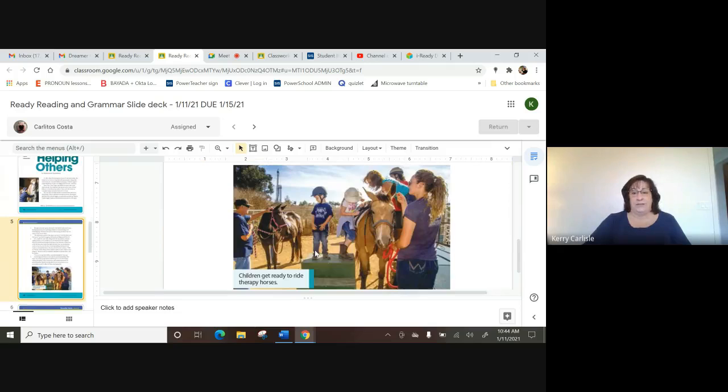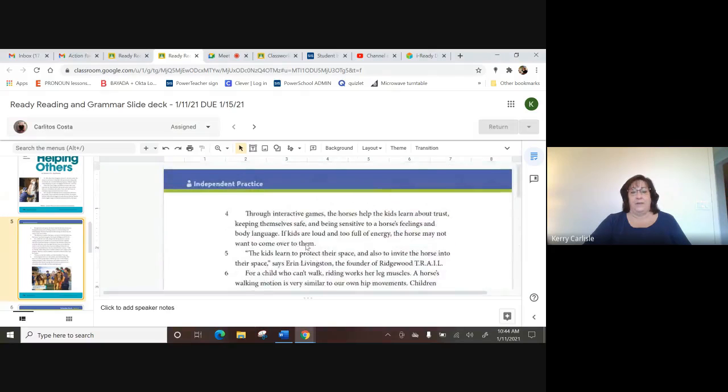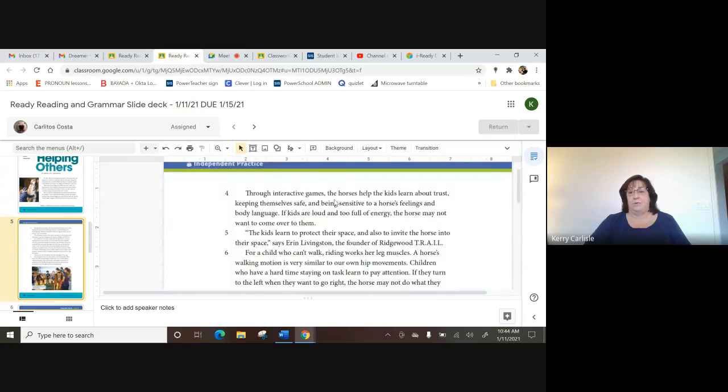And on the next page, you can see that it says through interactive games, the horses help the kids learn about trust and keeping themselves safe and being sensitive to the horse's feelings and body language. This is something you can say: see the horse put his ears back? What does that mean? And I know somebody in the other class that does a lot of stuff with horses says, don't walk behind them. And some of those safety things so they can be safe and be sensitive to the horse's feelings. And if kids are loud and too full of energy, the horse may not want to come over to them.